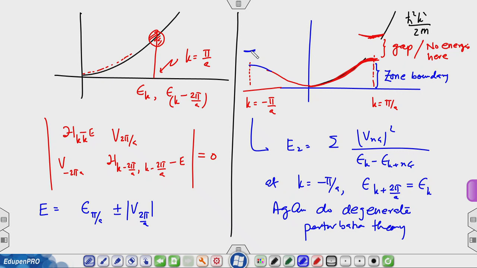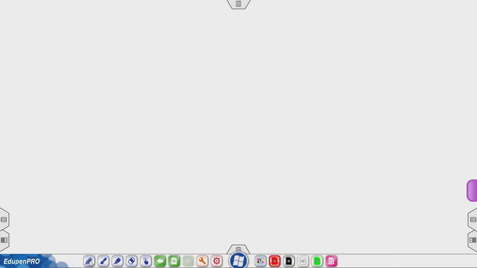So, what I have argued now is that if the first order change in the energy vanishes, even with this very weak potential, the two different plane waves start mixing up at the zone boundary, and that opens up a gap and breaks the continuous energy spectrum into two different levels. Let me develop it a little further.